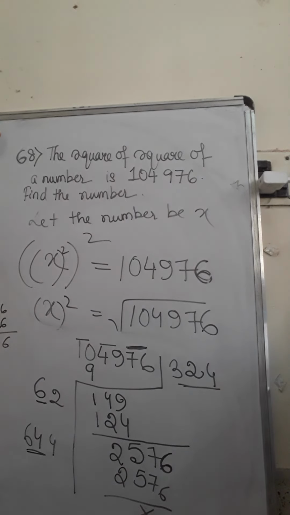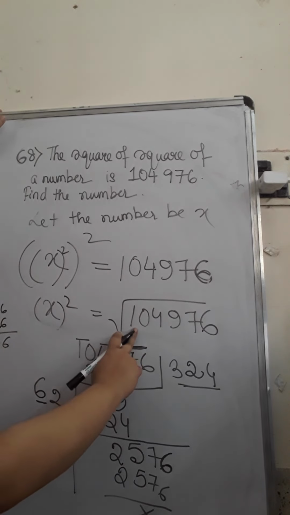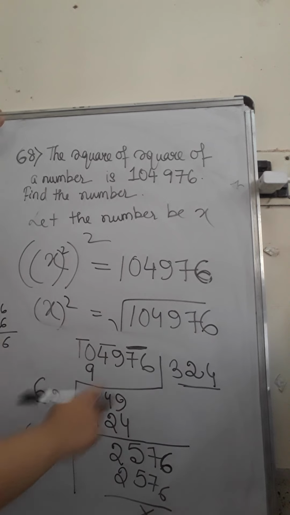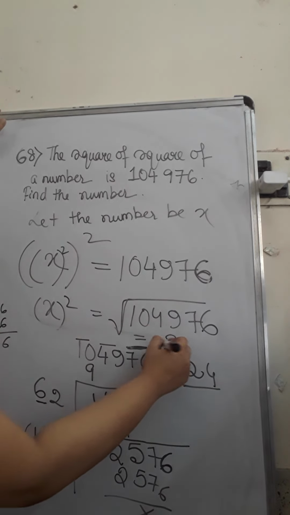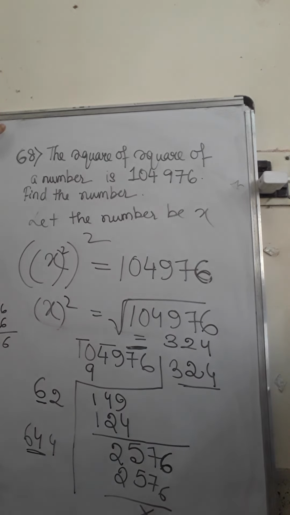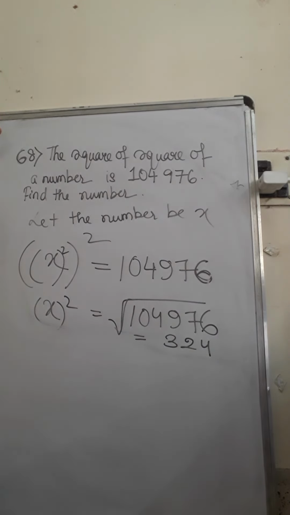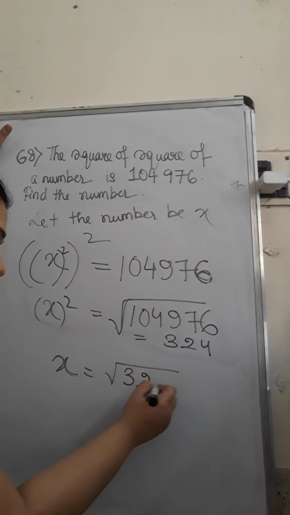So only first step of the sum we have completed, that x square equal to square root of 104976, and we have found out the square root is 324. So instead of writing the square root we can directly write 324. Now only the first part is solved, that is x square equal to 324. Now we need to find the unknown number x. So we have to again remove this square. So when this square gets to that side it becomes root over of 324.